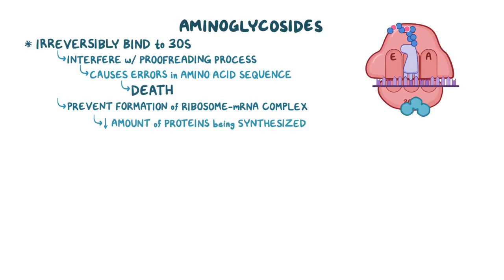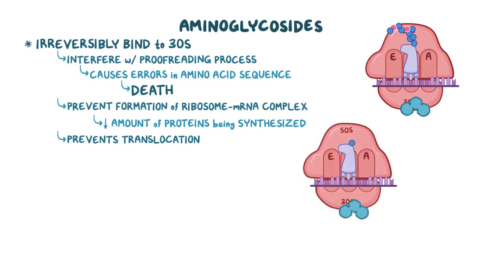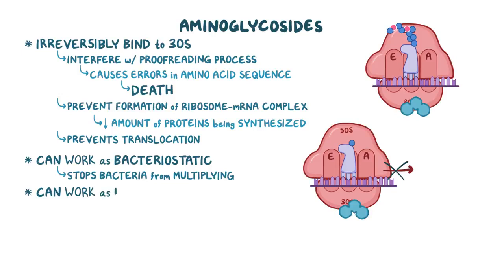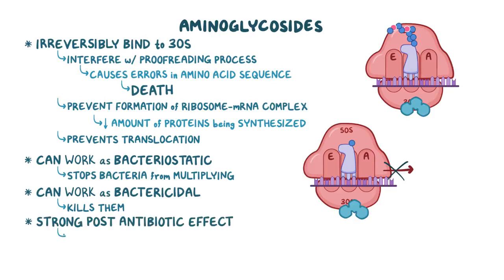Finally, a 30S subunit bound to an aminoglycoside can get stuck to the mRNA. This prevents translocation, where the ribosome slides over to the next codon. Depending on the concentration applied, aminoglycosides can work as bacteriostatic, which stops the bacteria from multiplying, or bactericidal, which outright kills them. Aminoglycosides are also known for their strong post-antibiotic effect, because they remain effective hours after the medication is cleared from the body.